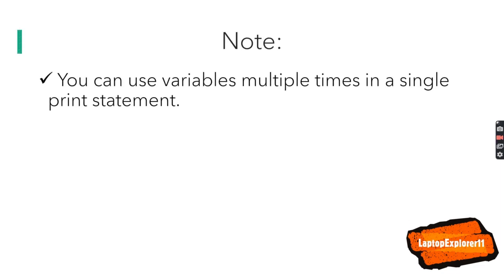And here's something I wanted to say. You can use variables multiple times in a single print statement. So just how I showed you, it's not compulsory that you have to use it like that. You can use it twice or thrice, but for time being I've only shown it once in a single statement.